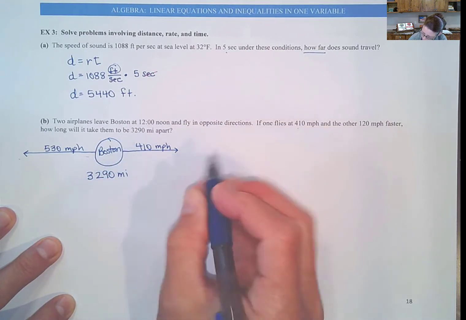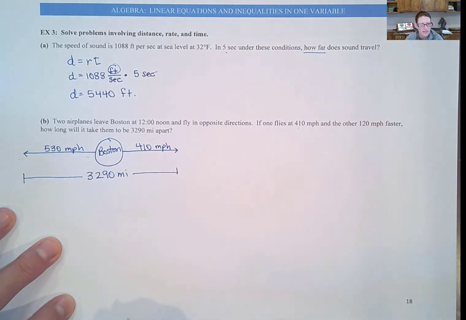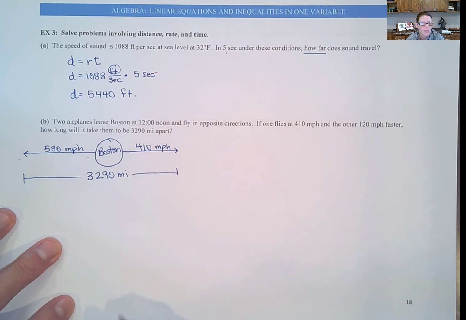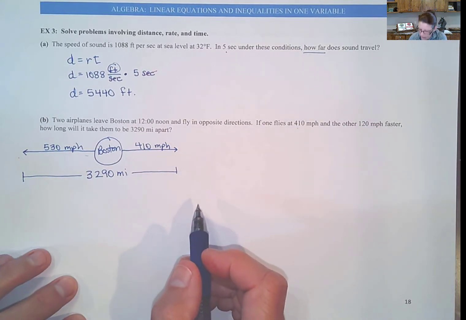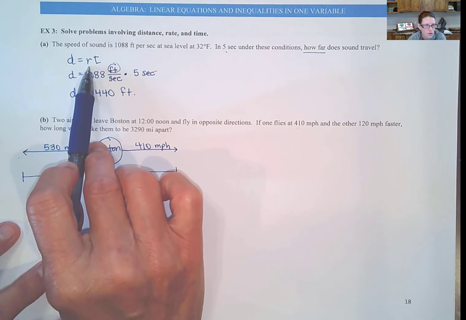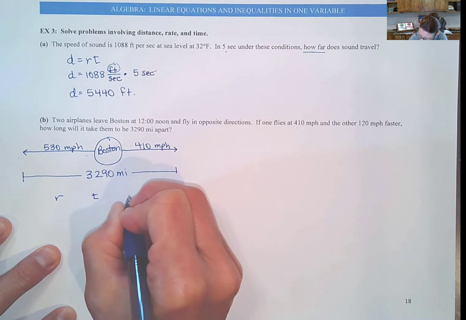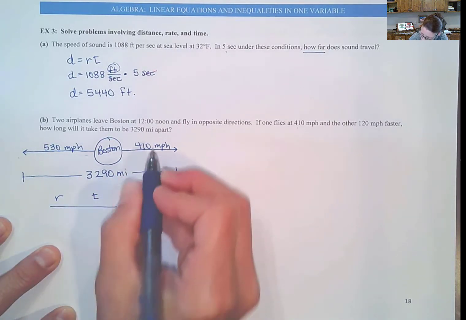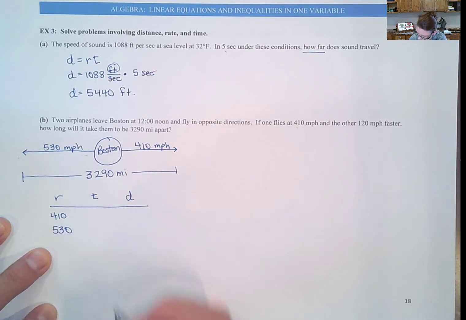3,290 miles apart? So at what point in time is the sum of these two distances 3,290? And that's approximately the distance across the continental U.S. Now, Boston's up there in the northeast, so somebody's probably flying out over the ocean. But anyway, we are going to have to rely on the formula distance is rate times time. I recommend using a table with headings for rate, time, and distance. We know the rates are 410 miles per hour and 530 miles per hour.